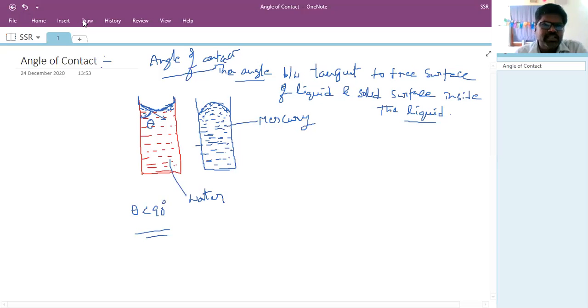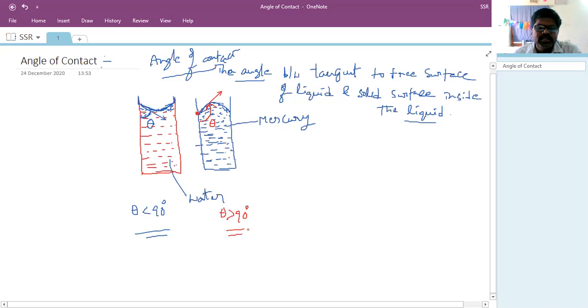Whereas if you draw the tangent in the case of mercury, you can see a tangent to the free surface of the liquid. This is the tangent, from the point of contact. That means at the point of contact, this is the point of contact of the liquid with respect to the solid. Then you can see this angle. Again, inside the liquid only, you should take this angle from the solid to the tangent to the free surface. This is theta. Then this theta will be greater than 90. Are you clear on these two points? Theta less than 90 and theta greater than 90, right?